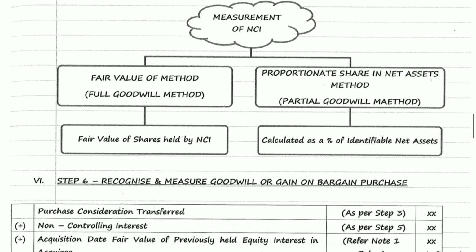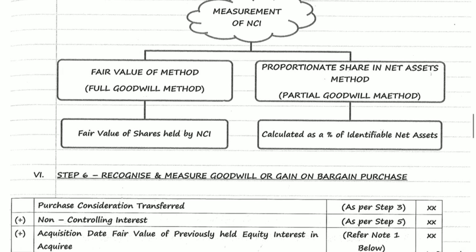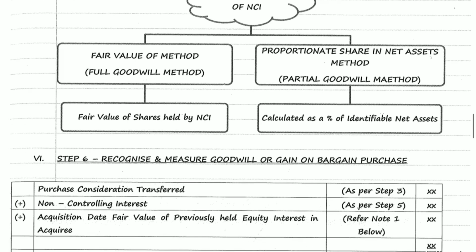Non-controlling interest can be measured in 2 ways. First one, fair value method. Second one, proportionate share in net assets method. Fair value method means full goodwill method. By using this method, we will calculate fair value of shares held by non-controlling interest, that is minority interest holders. Next, proportionate net assets method. It is also called as partial goodwill method. It is calculated as a percentage of identifiable net assets.